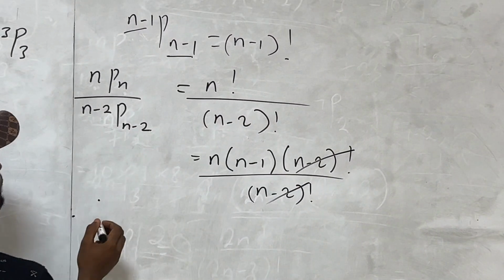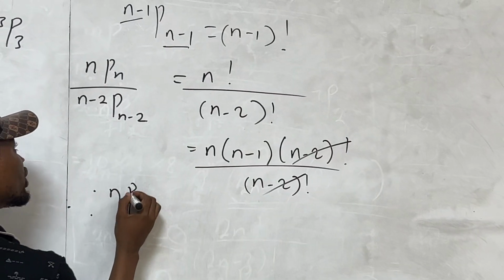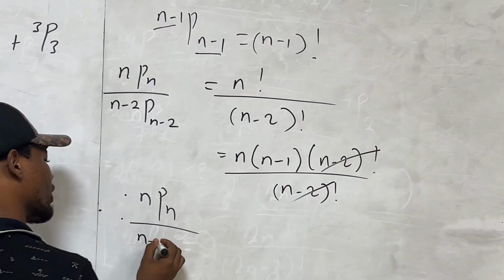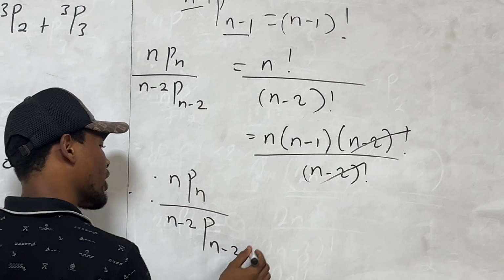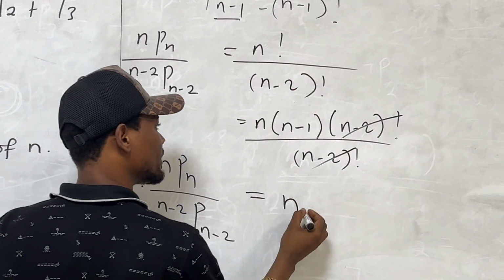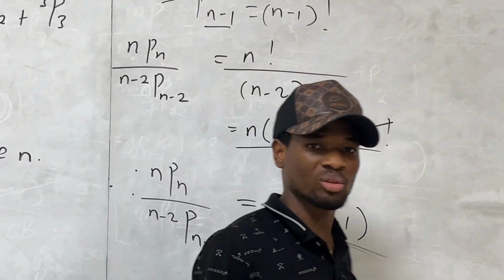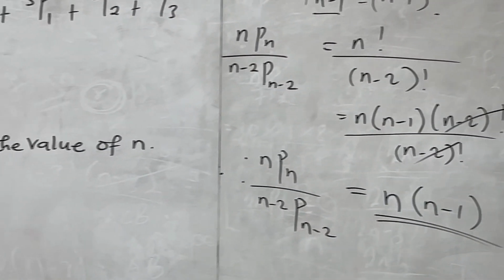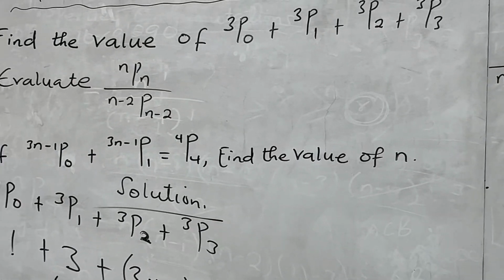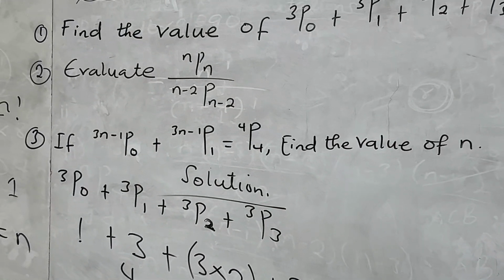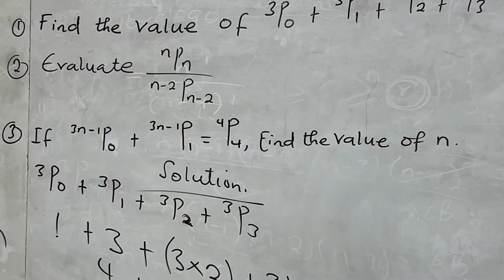So therefore, what do I have? n permutation n all over n minus 2 permutation n minus 2 is equal to n times n minus 1. As simple as that. You can go ahead and simplify, okay? Good. Let us attempt the last question.